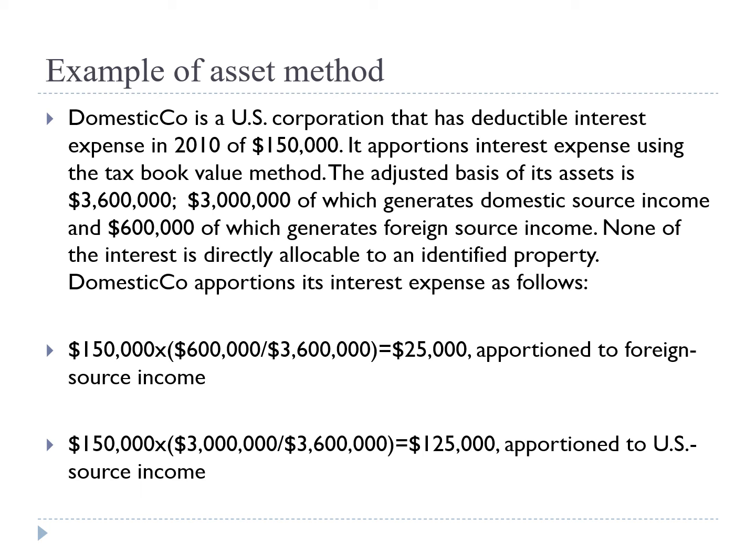Domestic Co. apportions its interest expense as follows. $150,000 times $600,000 divided by $3.6 million gives you $25,000 apportioned to foreign source income. And $150,000 times $3 million divided by $3.6 million gives you $125,000 apportioned to U.S. source income.